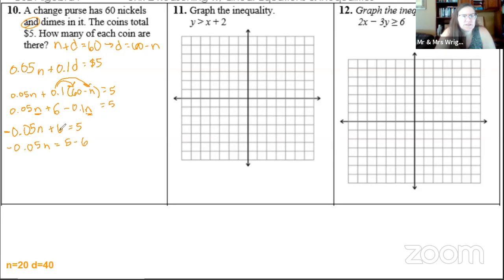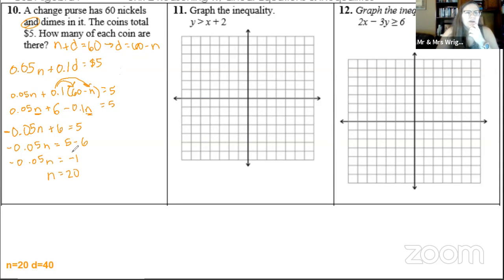Continuing on, negative 0.05 N equals 5 minus 6. If you notice, I took my 6 from the left and I moved it to the right. When I change sides, I have to change signs, so it moved from a positive to a negative. So 5 minus 6 is negative 1. I've got negative 0.05 N equals negative 1. And now in order to get N by itself, I'm going to divide negative 1 by negative 0.05, and I'm going to get 20. So N equals 20, so I know that my nickels equal 20.